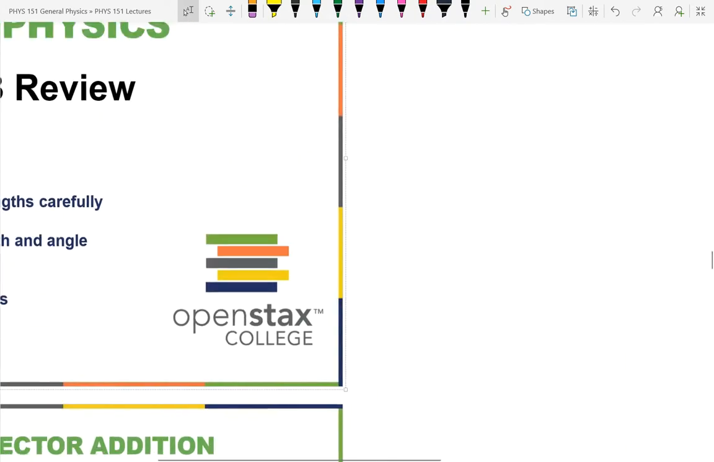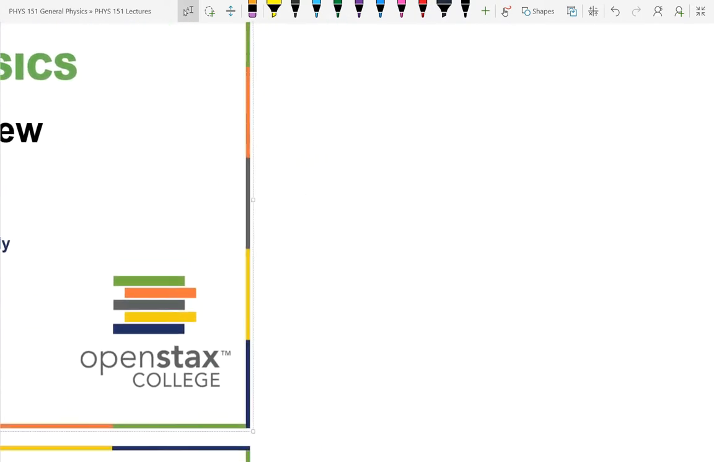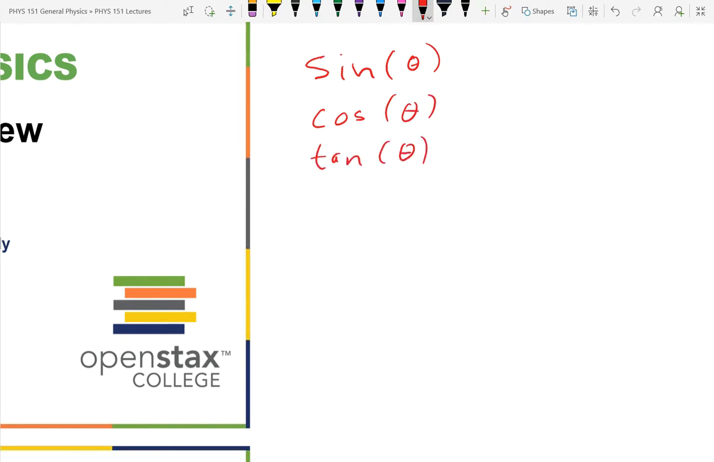So let's review trigonometric functions. They will be on the equation sheet, but the ones that we use extensively in physics class are just these three. And you don't have to have some mnemonic because they're given to you.